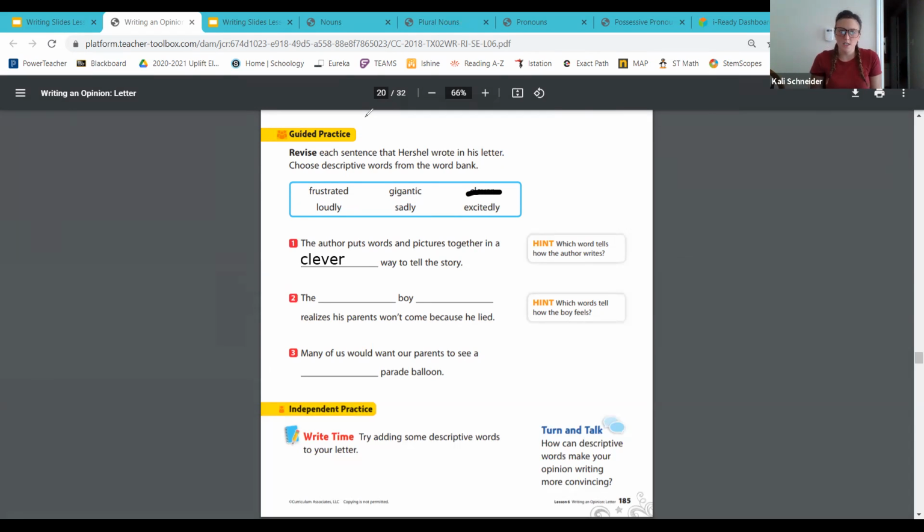Ooh, this one needs 2 words. The blank boy blank realizes his parents won't come because he lied. Well, if someone isn't, I think I would feel frustrated in this situation. So the frustrated boy blank realizes his parents won't come because he lied. Excitedly, no. If he's frustrated, gigantic, no. Loudly, I think the best word is sadly. The frustrated boy sadly realizes his parents won't come because he lied. Yep, that makes sense to me.